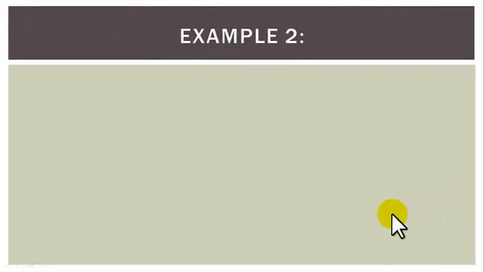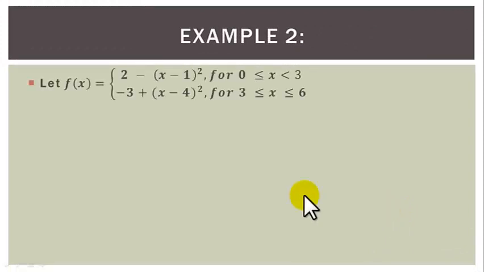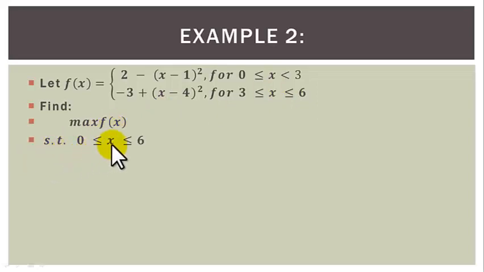Example 2. Let f(x) be defined as 2 minus (x minus 1) squared for x greater than or equal to 0 and less than 3, and f(x) equals minus 3 plus (x minus 4) all squared for x greater than or equal to 3 and less than or equal to 6. Find max f(x) subject to x greater than or equal to 0 and less than or equal to 6. Solution.